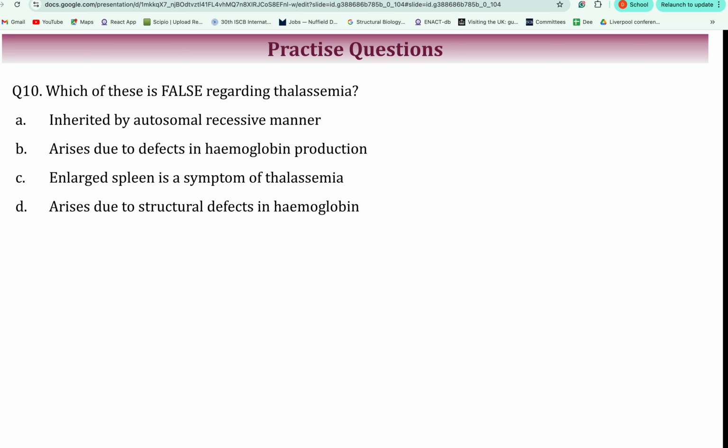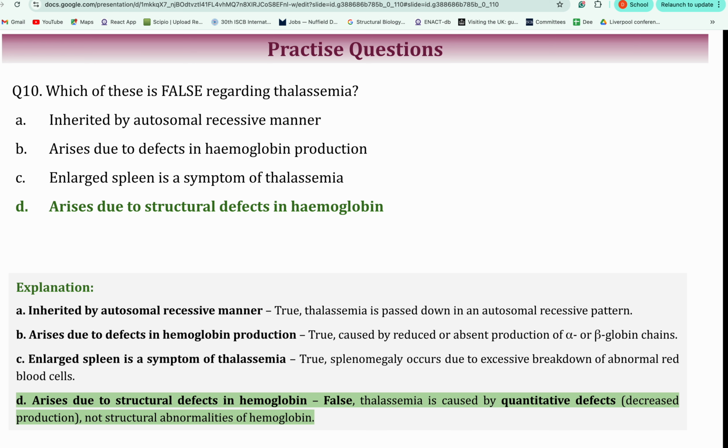Okay, so now let's see. The right answer is option D. That means arises due to structural defects in hemoglobin. So this option is false about thalassemia because thalassemia is caused by quantitative defects, that means decreased production, and not any structural abnormalities. So all other options are right.